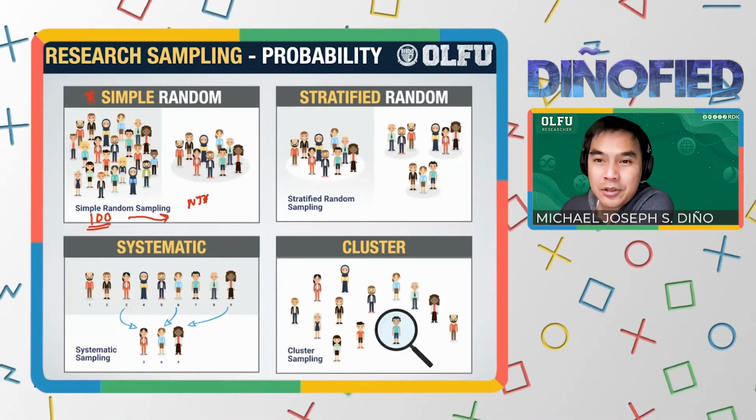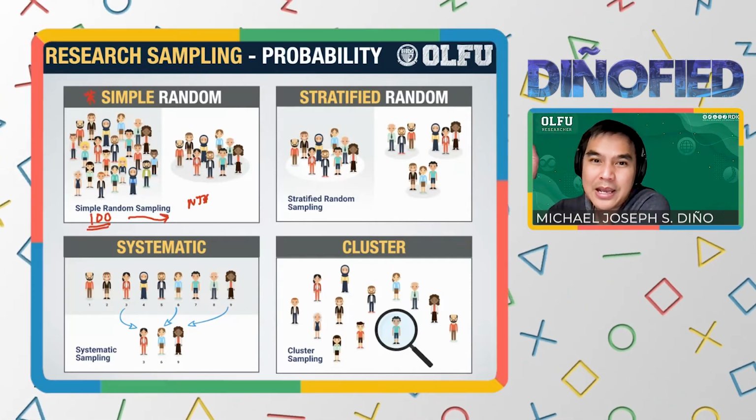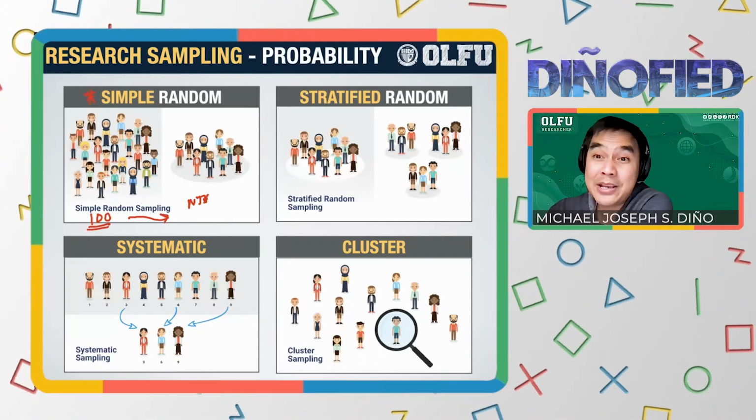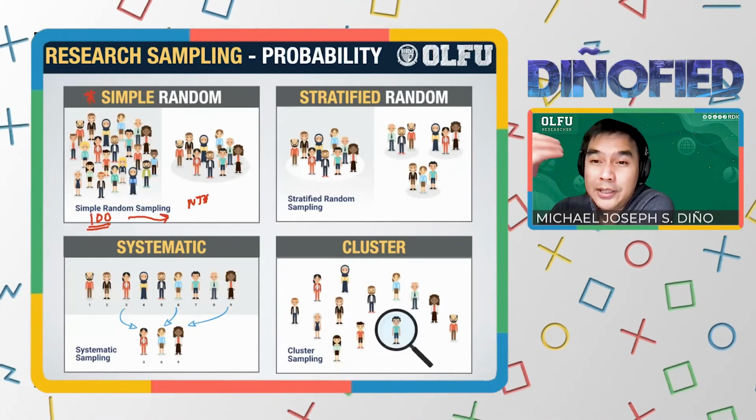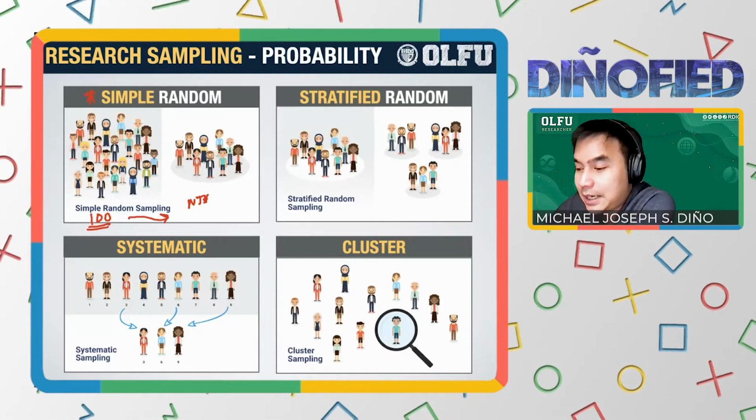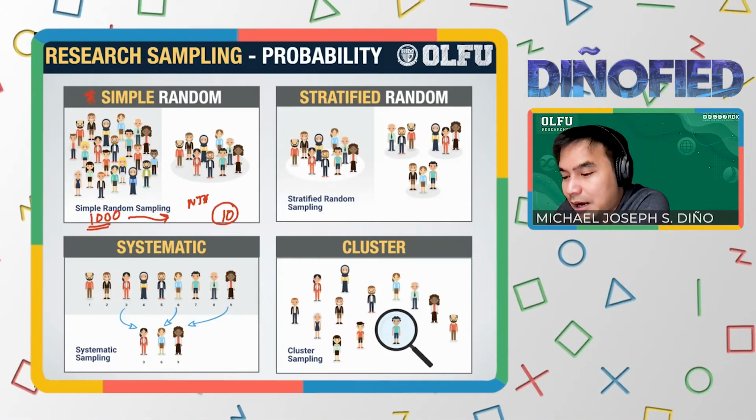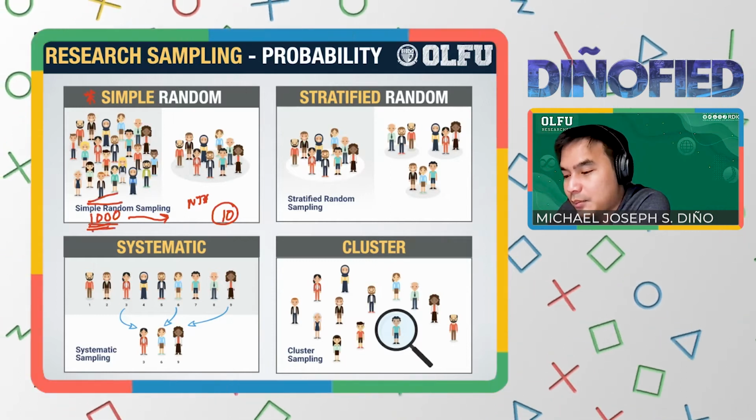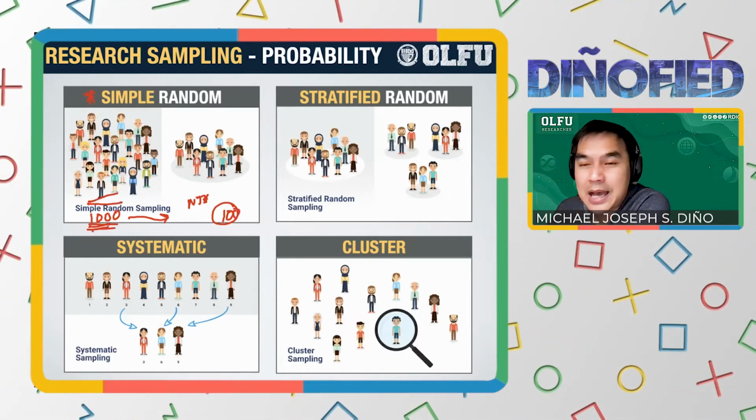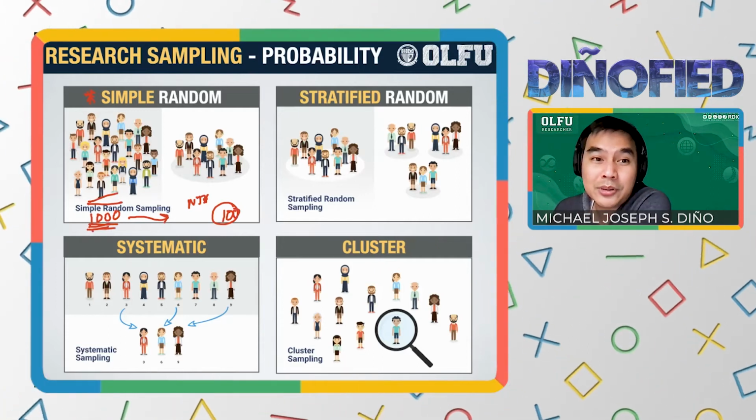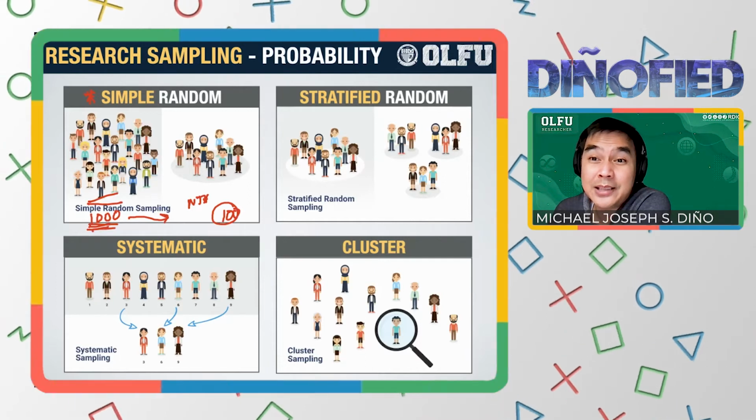Ang gagawin ko, I'm going to put everyone in a sheet of paper o kaya sabihin natin randomizer, no? I'm going to put their names, encode their names in the computer. Then after that, I'm going to select only 10% or konti yan. So 1,000, for example, yung total accessible population, and I'm going to include only 10% or 100 participants. So I can put their names in the randomizer, okay? And I'm going to generate 100 names.